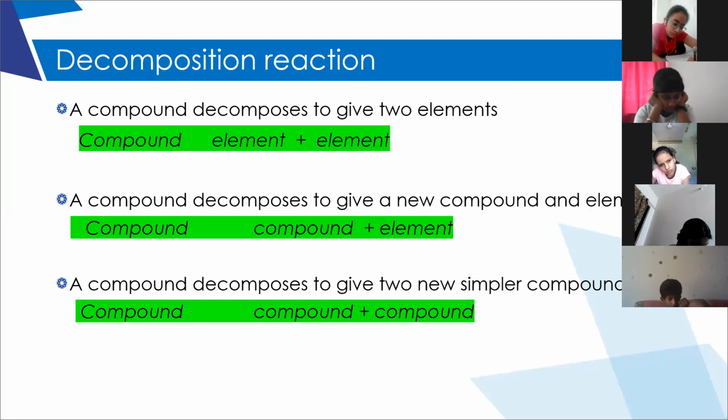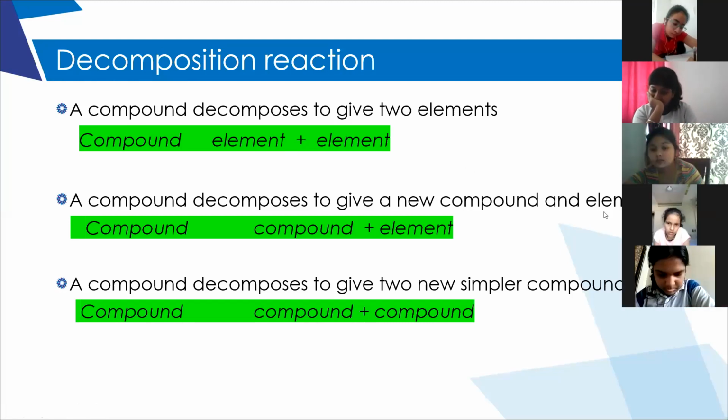Got it? More reactants forming a single product is combination. A single reactant breaking into different products is decomposition. Right? Again, the same thing. There are 3 types of decomposition reactions. One is a compound forming 2 elements. Can anyone give an example for this? A compound dissociates into 2 elements. Ammonia forms nitrogen and hydrogen. Very good. When we break ammonia, what do we get?